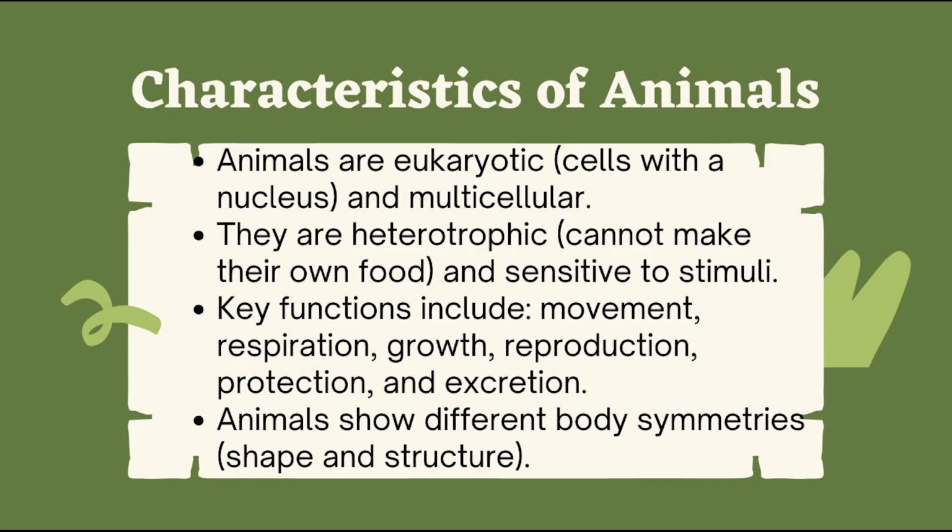Animals share some basic characteristics. They are made up of eukaryotic cells, which are multicellular, heterotrophic, meaning they cannot make their own food, and are highly sensitive to stimuli. They move, breathe, grow, reproduce, and have diverse body symmetries that help them adapt to their environments.